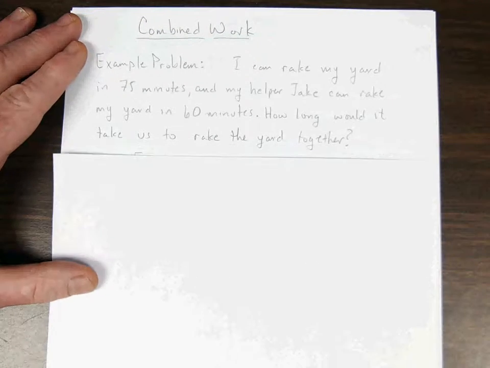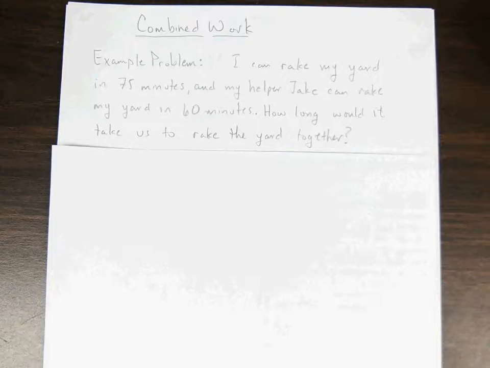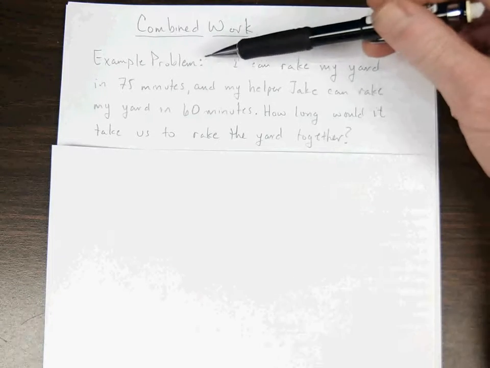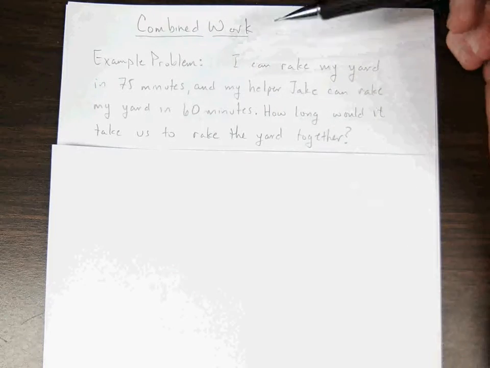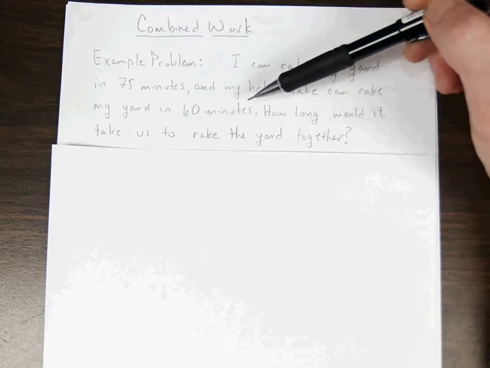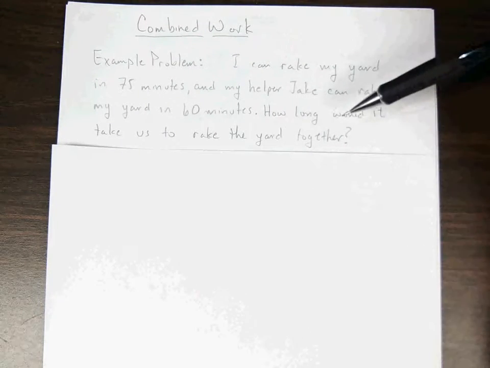Hi there, I want to show you an example of a typical kind of rational equation problem. It's called a combined work problem. So here's the kind of setup you'll usually see. I can rake my yard in 75 minutes, and I have a helper, Jake, that can rake my yard in 60 minutes, each of us on our own. And then the question will ask, how long would it take us to rake the yard together?